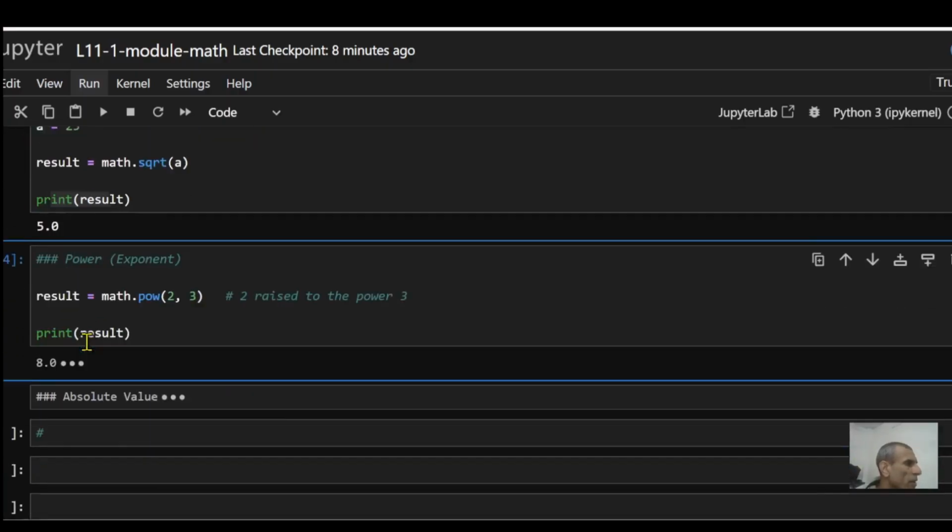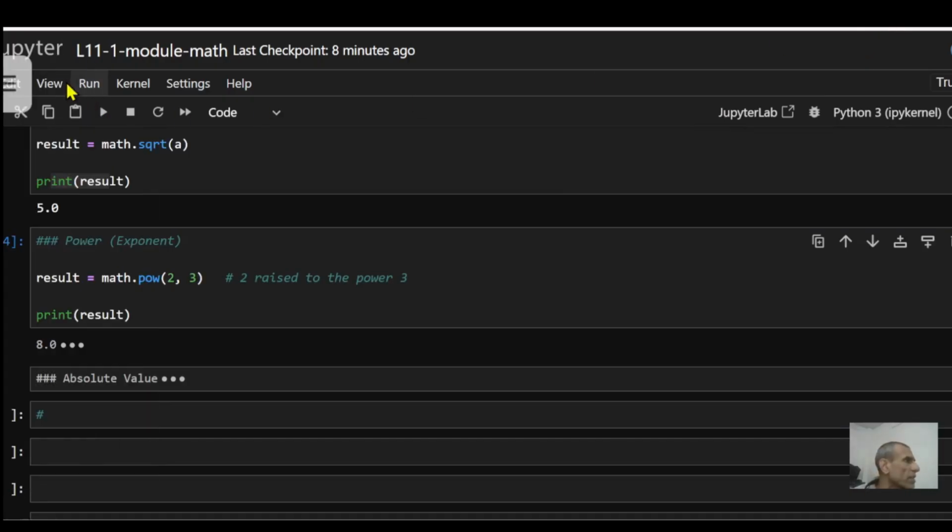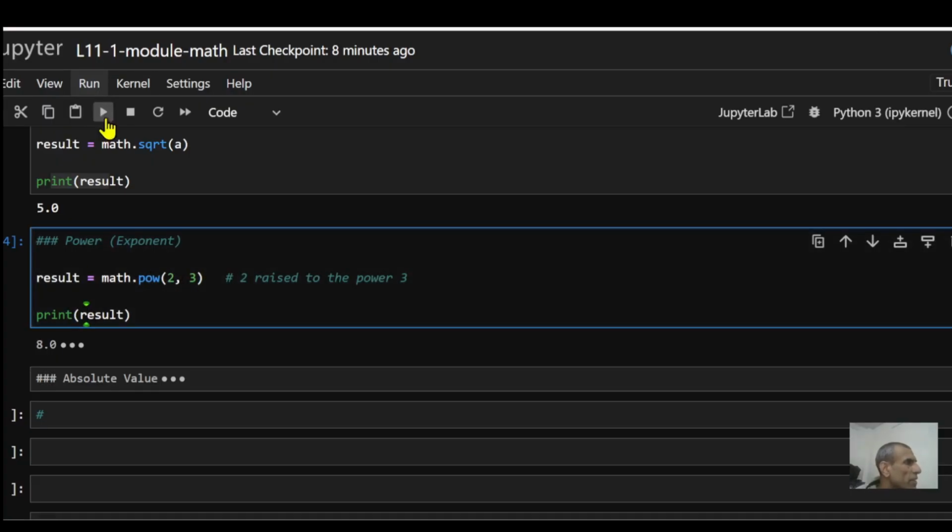What about power? Let's say you want to calculate 2 to the power 3. In order to calculate that, you invoke this method math.pow, which is short for power, with 2 comma 3, and you print your result, and your answer would be 8.